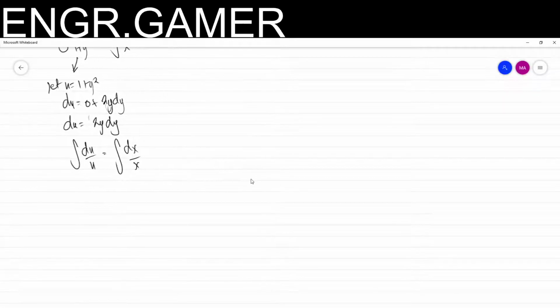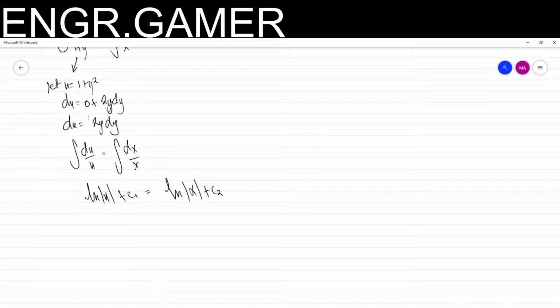So, pag-integrate na natin siya, we have ln of u plus c1 is equal to ln of x plus c2. Take note, c1 and c2, i-add natin or minus, the same c. Usually, ang nakasanayan natin, lahat sa right side lang tayo naglalagay ng c. So, we have ln of u is equal to ln of x plus c. Okay. So, yung u natin, this is 1 plus y squared. ln of 1 plus y squared is equal to ln of x plus c.